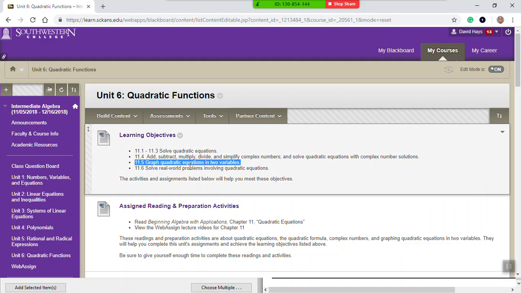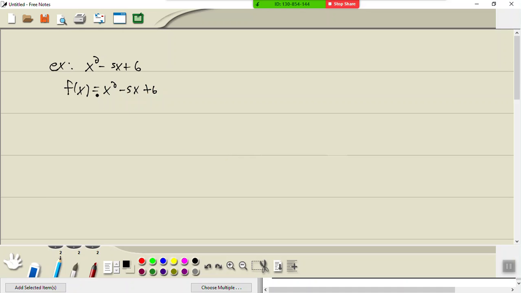You see how it says graphing quadratic equations in two variables? You may have this form or, like I said, this form. Both of them represent two variables, because remember the f of x and y are interchangeable. Now there are different items we can find that will help us with this. One of them is to find the vertex.